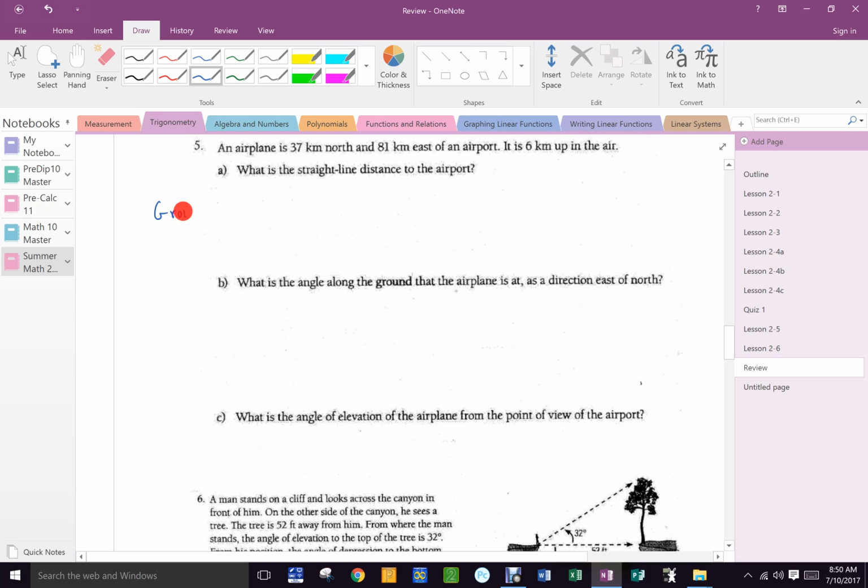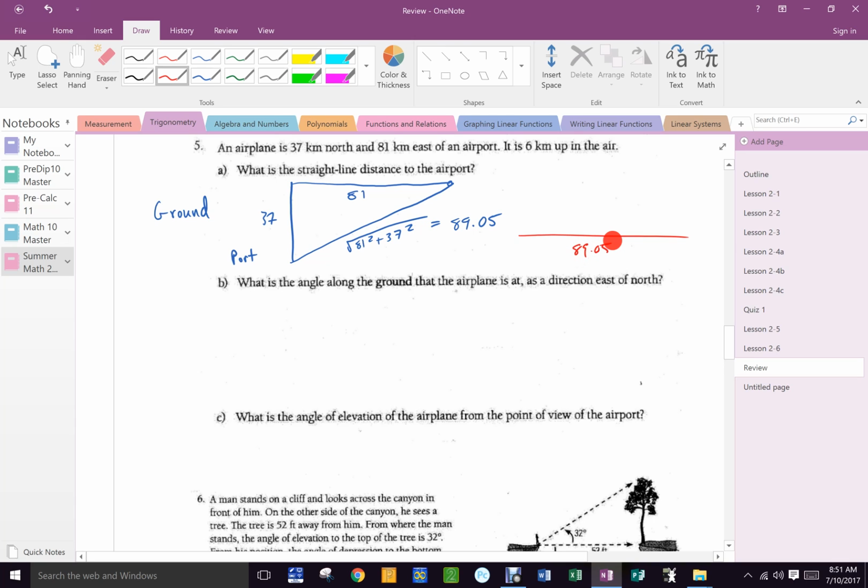On the ground, here is the airport. The plane is 37 north and 81 east. So here is the plane if it was on the ground, isn't it? So how do I find how far away this plane is? This is Pythagoras, square root of 81 squared plus 37 squared, which, if I am not mistaken, is 89.05, isn't it? So now I know that if the plane was on the ground, it would be 89.05 away, wouldn't it?